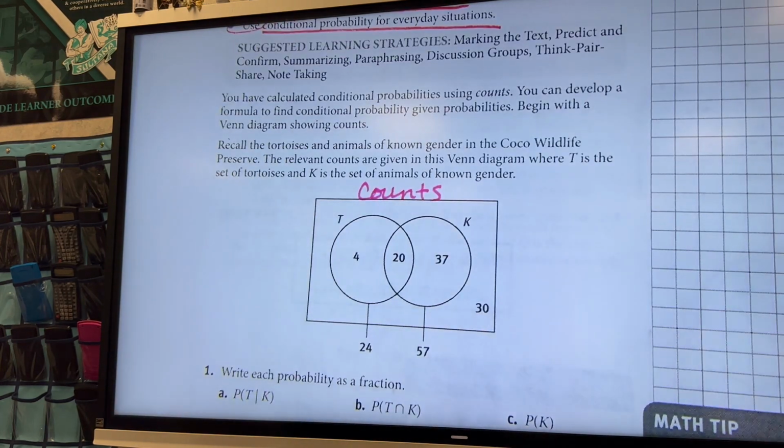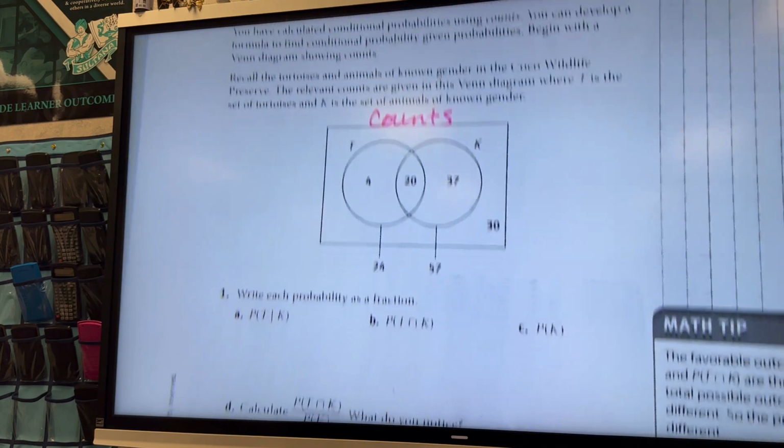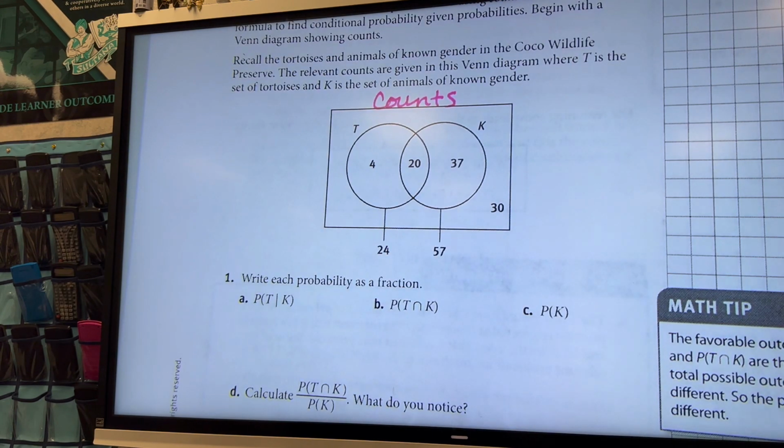You should recognize it because it's one of the same ones that we did yesterday, the Cocoa Wildlife Preserve. And we have tortoises and animals of known gender. The relevant counts are given in this Venn diagram. T is the set of tortoises, K is the set of animals of known gender. It's the same exact one from yesterday, same numbers and everything.